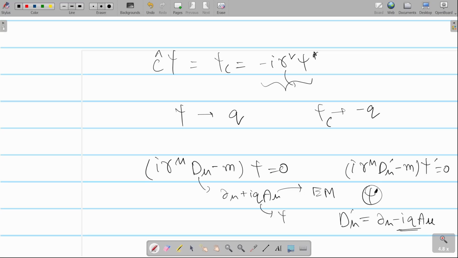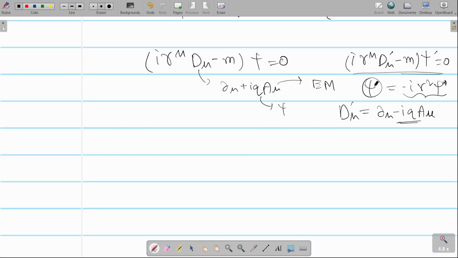Now, what I have to do is I have to show that this psi prime is given by i gamma 2 psi star. If psi prime is given using this expression, and we can show that this expression satisfies this modified equation, then we are done. So let us proceed.